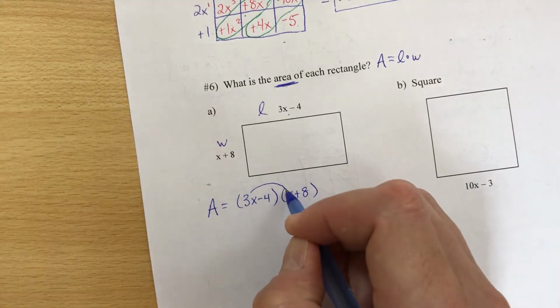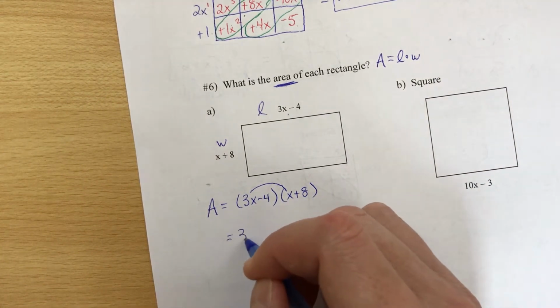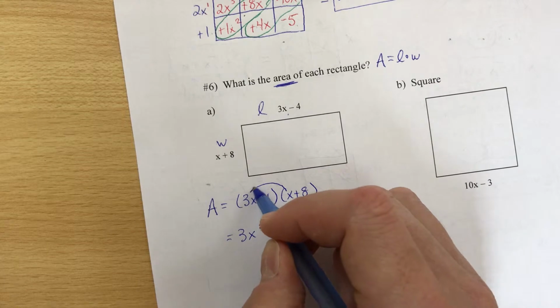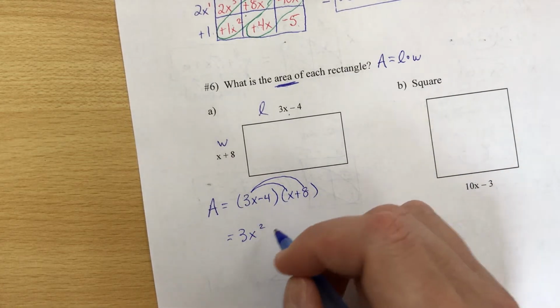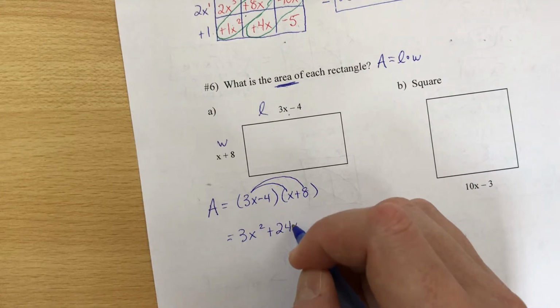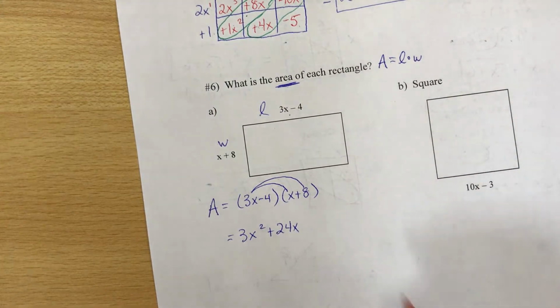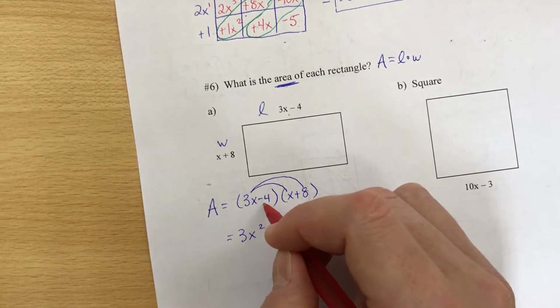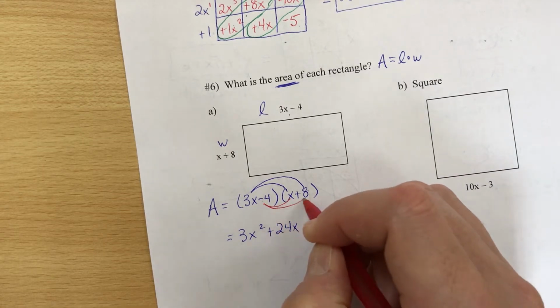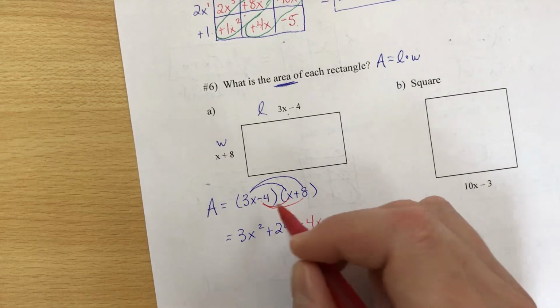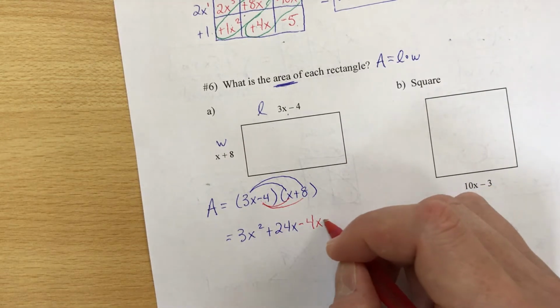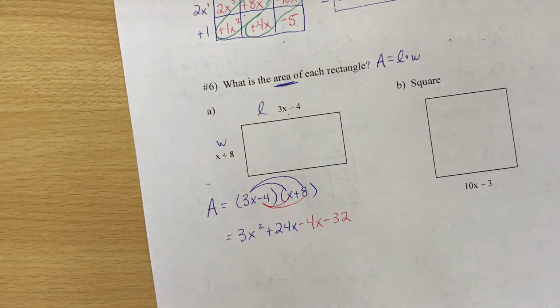So we'll do 3x times x, 3x squared. Then we'll do 3x times 8. So we have to distribute to both of these. That's positive 24x. But we also have to distribute the minus 4 to the second set of parentheses. Minus 4 times x is minus 4x. Minus 4 times 8 is minus 32.